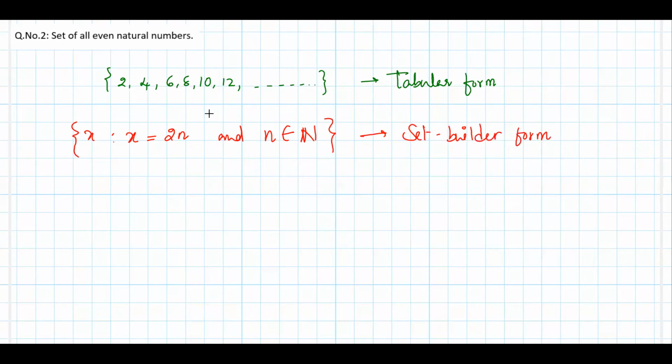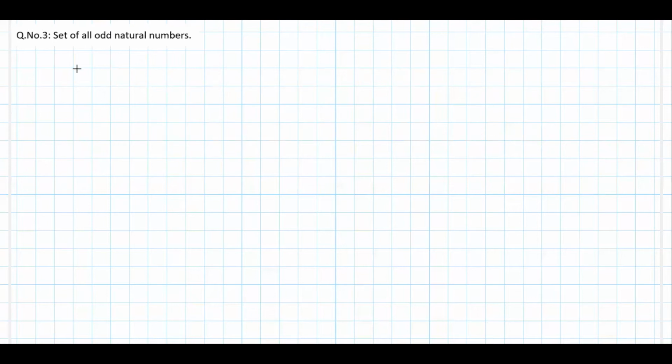All right. Now the third question: set of all odd natural numbers. So this one is also an infinite set. So what are all odd natural numbers? 1, 3, 5, 7, 9, 11, and let's keep going. So infinitely many here. So how do we represent this as an equation? If it is an even number, it is 2n. But if it's an odd number, it is an even number plus 1. All right. So it is 2n plus 1. We can write that.